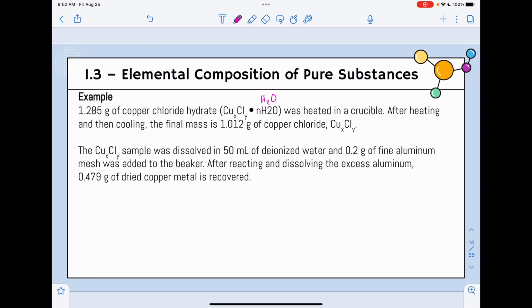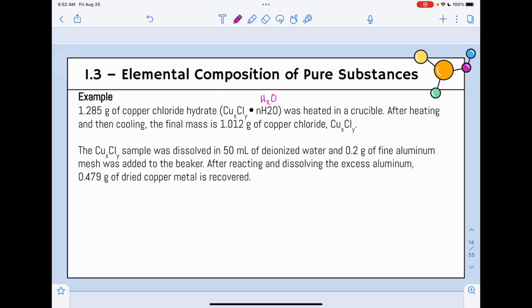Okay, this was heated in a crucible. Well, what happens when water gets heated? It evaporates, okay? So the water evaporates, it turns into a gas, it goes away, it leaves our sample. So then we cool it down. The final mass is 1.012 grams of copper chloride. We don't know what the particular ratios are right now.